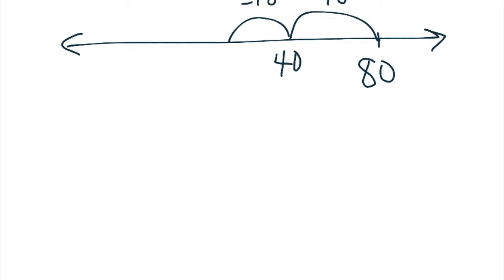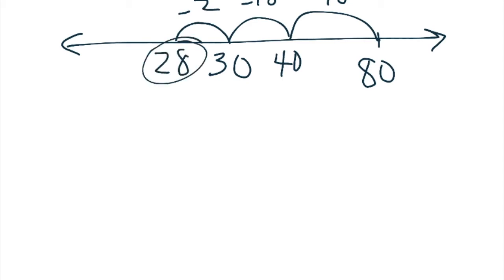Similarly, we can show subtraction on a number line. So maybe I'm going to start here at 80 and subtract 40. So I'm going to write my minus 40 up here. That's what I'm doing on my number line. And then I'm going to record down here what my value is. So if I subtracted 40 from 80, I'm at 40. If I subtract another 10, now I'm at 30. Then maybe I want to subtract 2. So I'm at 28.